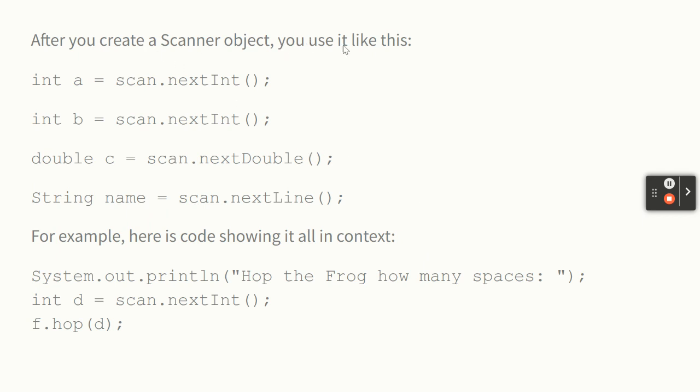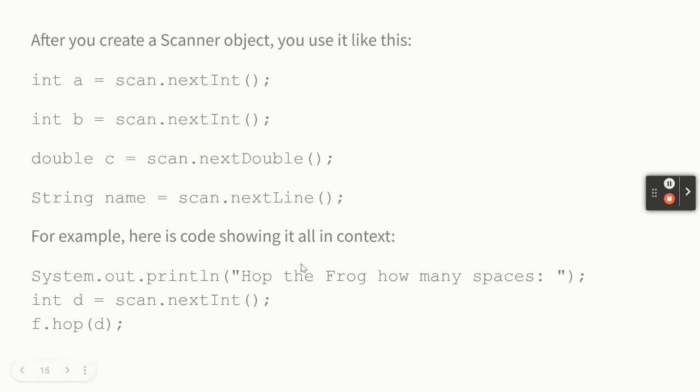After you create the scanner object, you use it like this. int a equals scan.nextInt. And if you want another one, int b equals scan.nextInt. And if you want a double, scan.nextDouble. And if you want a line of text, String name equals scan.nextLine. So it's not quite consistent. It's nextInt for int, nextDouble for double, but then it's nextLine for a string. But that's the way it works.